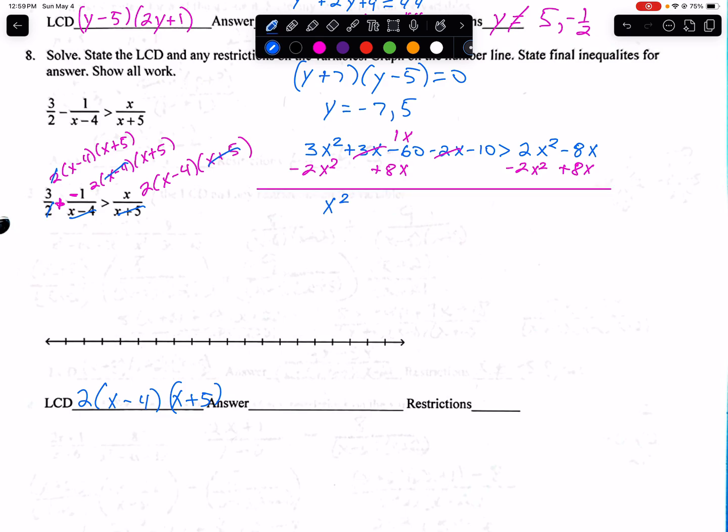So we get x squared minus 9x minus 70 is greater than 0. And then you factor it. So negative 70 on top. I'll be your human calculator on this one. It's 14 and 5. So then you have (x plus 14)(x plus 5) is greater than 0.